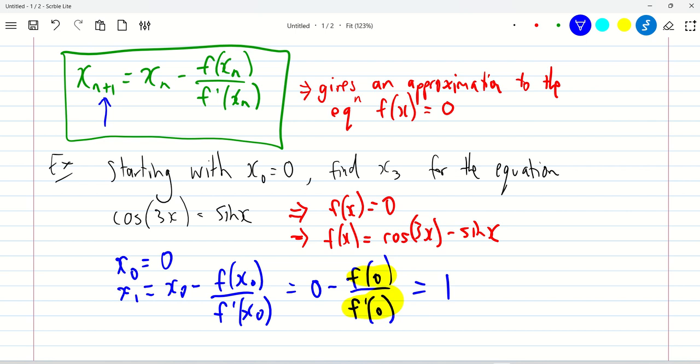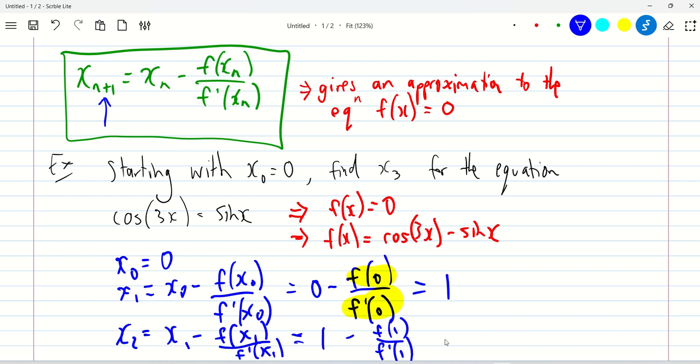We'll go again. For x2, I'm going to stop doing this in a second, but just to show you where it's coming from, x2 is equal to x1 take away f of x1 over f dashed of x1. What that's going to be equal to is 1, because x1 is 1, take away f of 1 over f dashed of 1. Now I'm going to keep doing the rest on the calculator here.